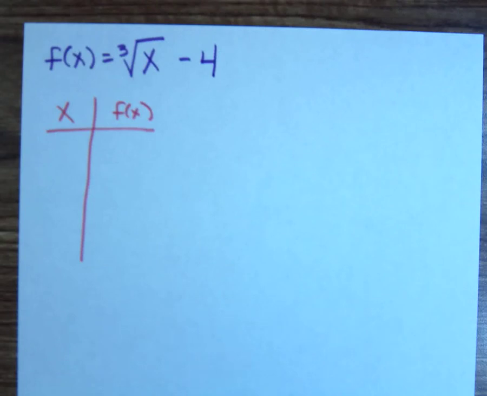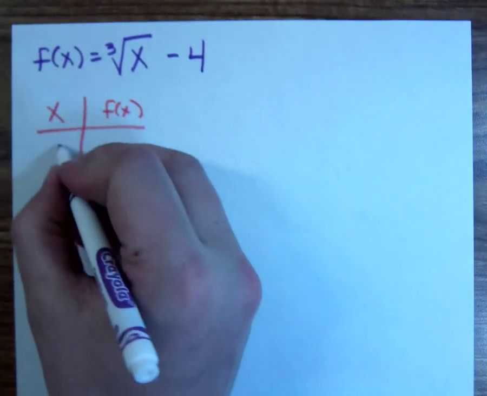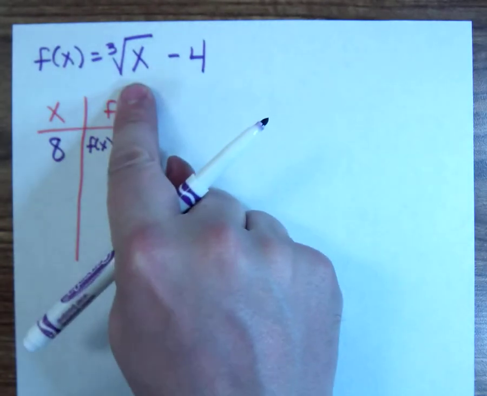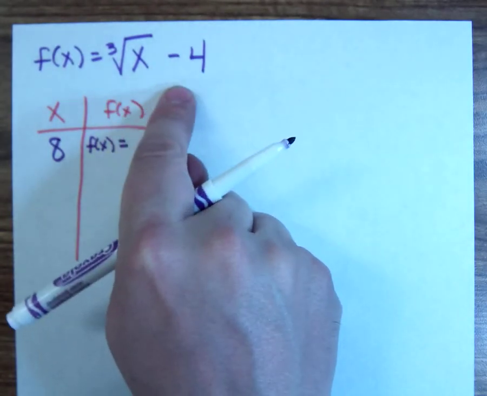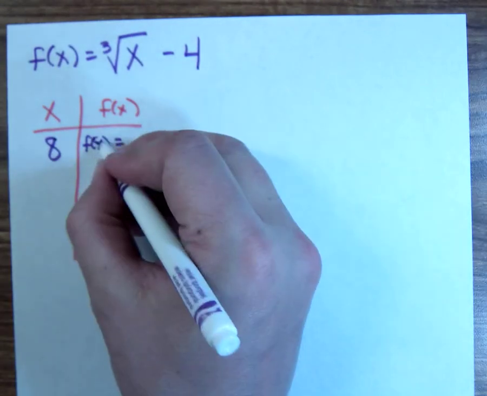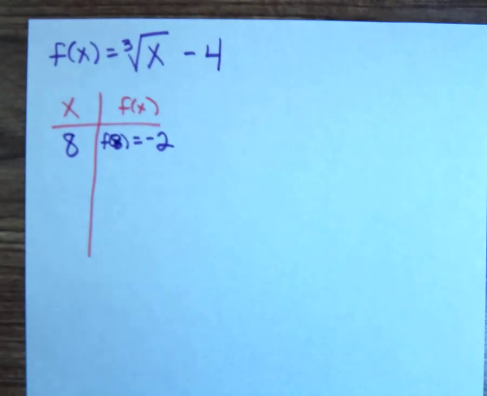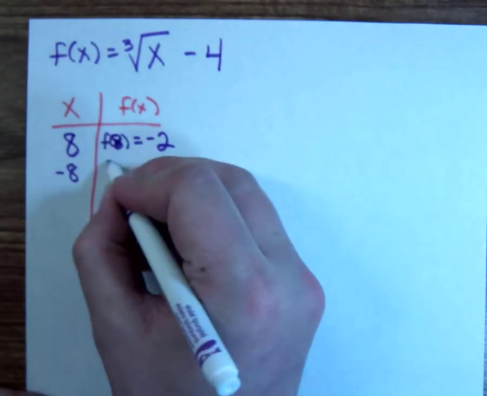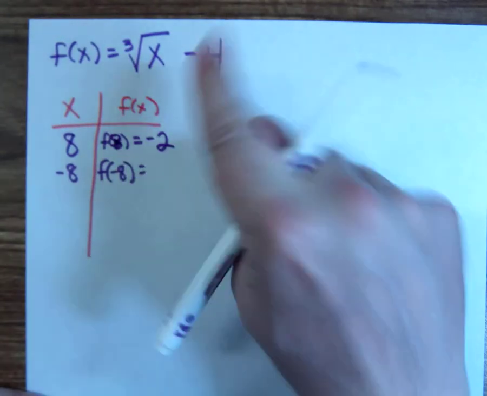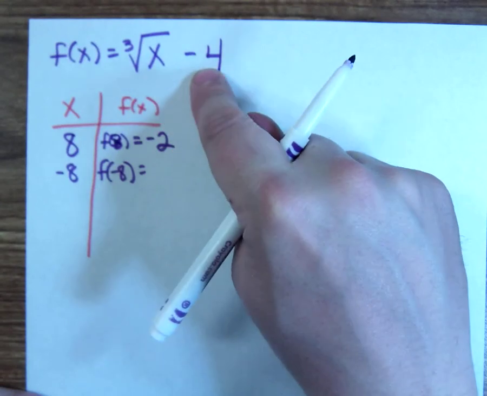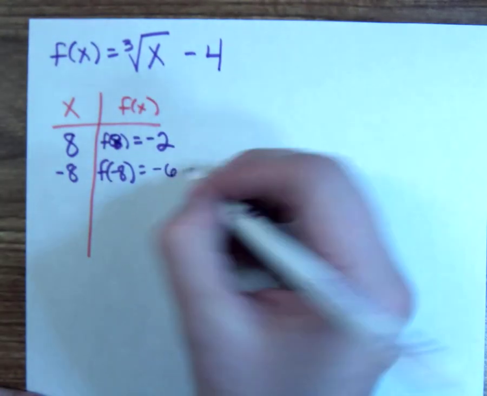3. Can I take the cubed root of 3? 9. I don't. 8. 8's a good one. So f of 8 is the cubed root of 8, which is 2, minus 4. -2. Great. Now, since this is a cubed root, it's okay for me to do negatives. Let's do -8. What's f of -8? So the cubed root of -8 is -2. -2 minus 4. -6. There we go.